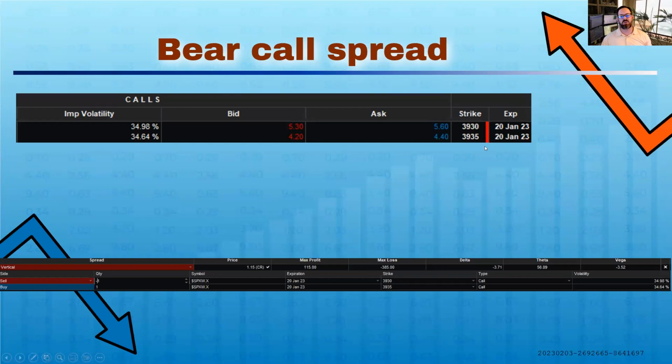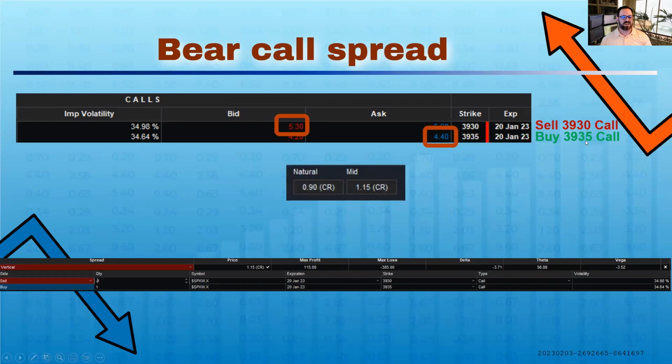And when looking at a bear call spread, you'd be selling a call and purchasing another call at a higher strike. You see the choice here was 39.30, 39.35. So the lower strike call was being sold, the higher strike was being purchased. And there's also the 2 different spreads here and prices that can be done.